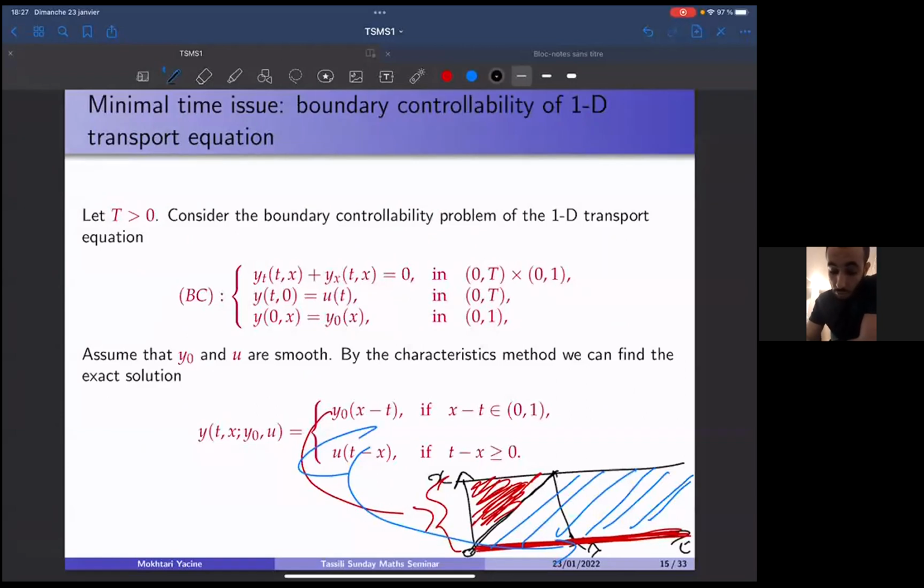Just a remark, I will go back. This control operator here, we can see it as the B in the Bu of the first case. Here is the Dirac mass at 0 of u(t,x), and this will exist in some sense. I'll explain this later. So the control operator here, or the matrix in the first case, the finite dimensional case, is the Dirac mass, and it is an unbounded operator.